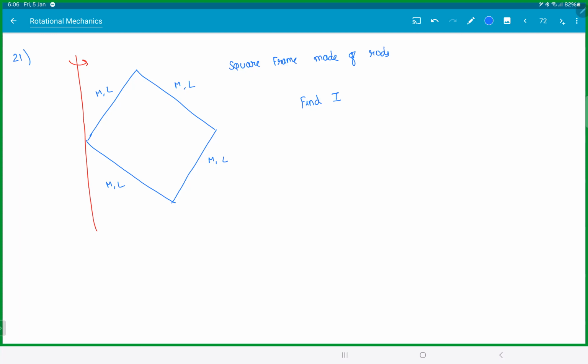10 ML square by 3, 5 ML square by 4, 5 ML square by 6, 5 ML square by 8. Not a single answer is matching. 8 ML square by 3. How do we do this?